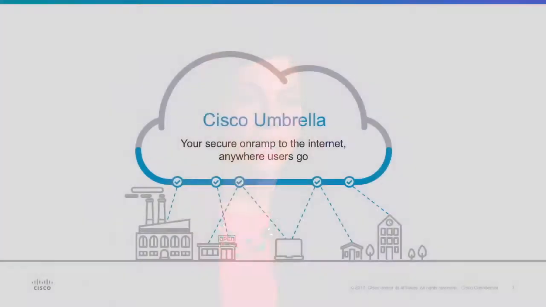So the simplest way that I use to describe Umbrella is that it's really just providing that first line of defense against threats on the internet. And basically it means that anywhere that you are accessing the internet, that traffic goes to Umbrella first. And so it becomes kind of your secure on-ramp to the internet.